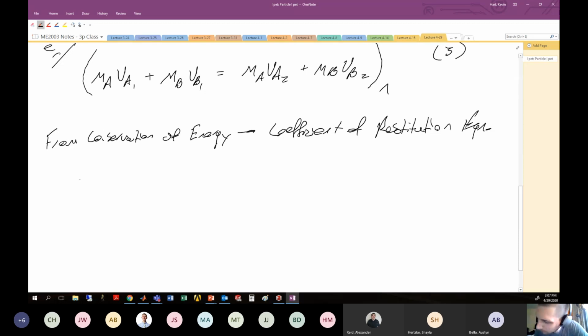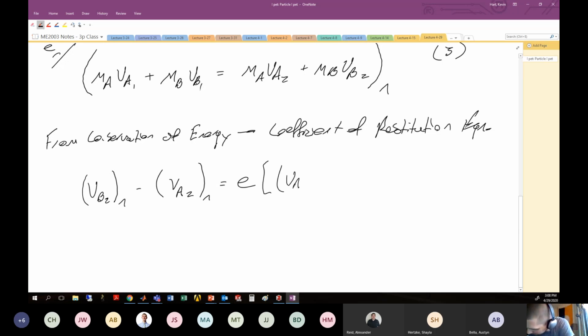And we write for the coefficient of restitution equation that the velocity of puck B, state number 2, specifically in the normal direction, minus the velocity of puck A, state number 2, normal direction, is going to be equal to this coefficient of restitution times the velocity of A, state number 1, in the normal direction, minus the velocity of B, state number 1, normal direction. All right, and this for us is equation number 4. This comes from conservation of energy. And we know that this coefficient of restitution e ranges in value from 0 to 1.